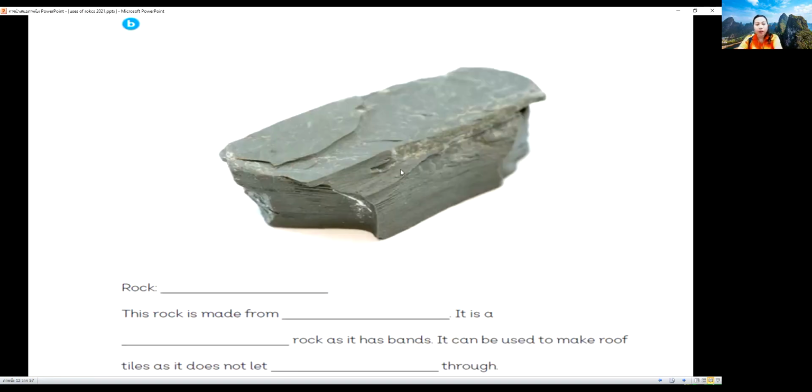Look at this one. We are still in metamorphic rock. You look at metamorphic rocks on page 98 and try to see what is the name of this rock there. What do you think this rock is? What is the name of this rock? And then, what is this rock made from? Is it made from limestone? Is it made from sandstone?